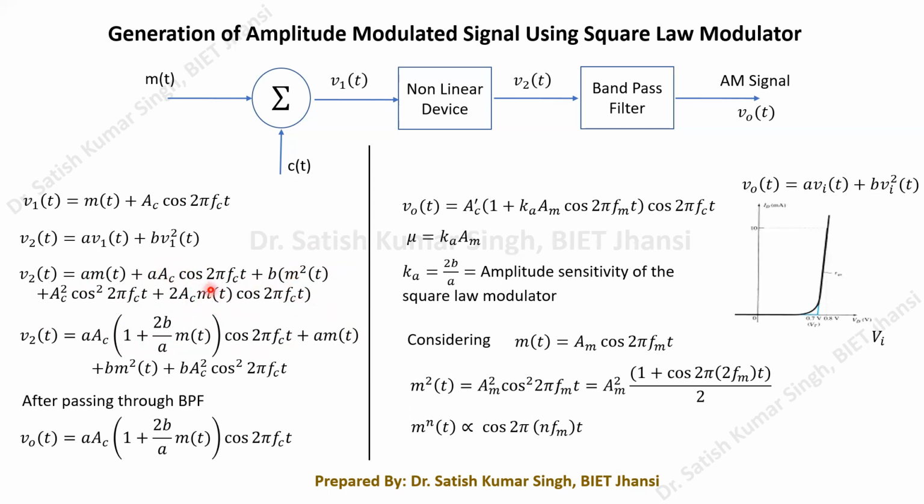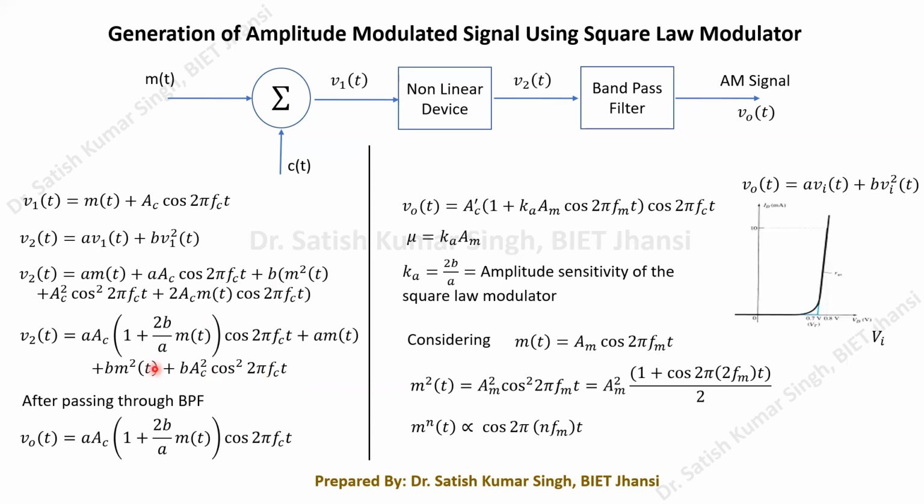Okay, after keeping these two terms together and then taking the common a Ac cos 2 pi fct, plus I can write now a m(t) and then plus b m square(t). Okay, this term, and then we can write b Ac square cos square 2 pi fct.